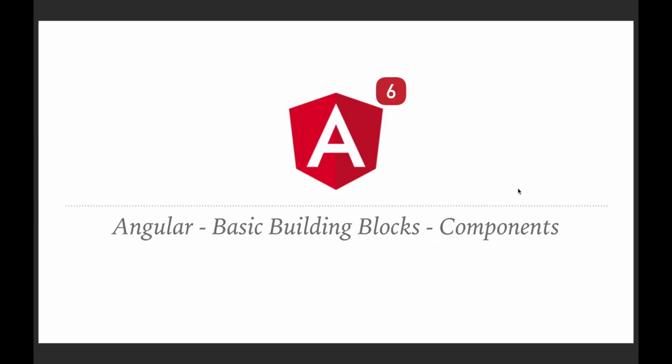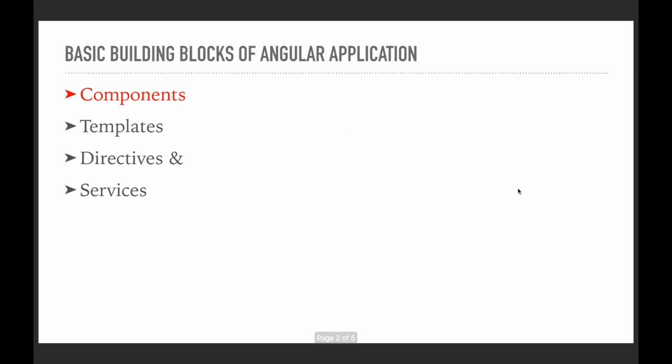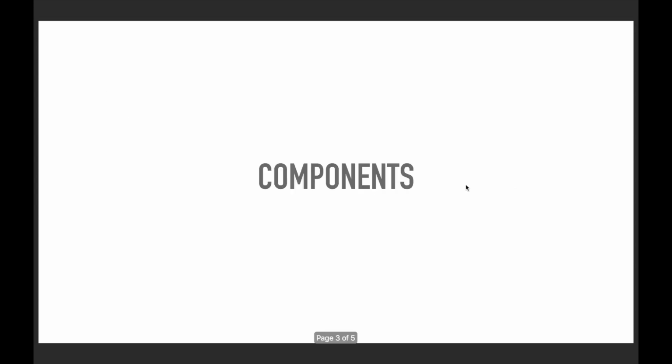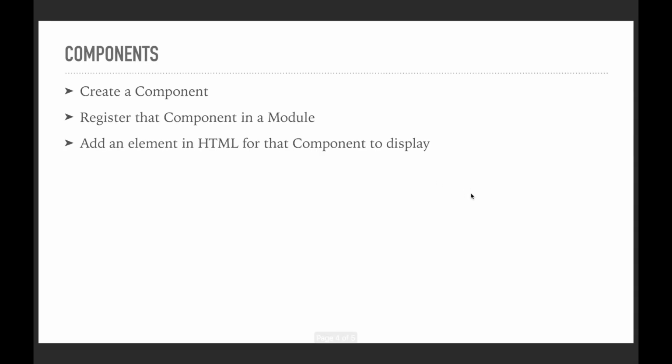In this video, we will be looking at one of the basic building blocks of Angular. There are four main building blocks of Angular and they are components, templates, directives, and services. Today we are going to look into components, and there are basically a few steps, maybe 2 or 3 steps, to follow in order to use components in your Angular app. First, you need to create a component, and next register it in a module. Finally, add an element in your HTML for that component to display a patch of your component.